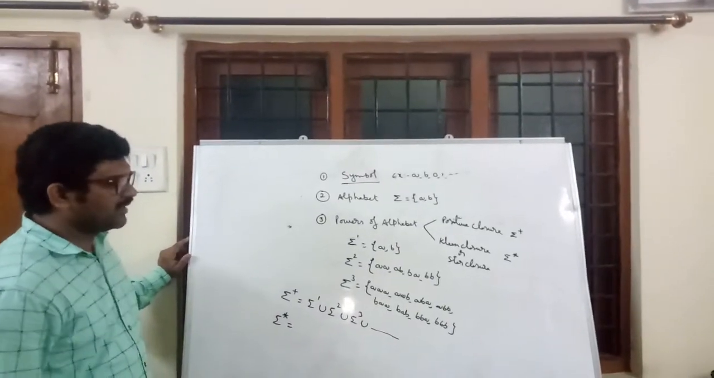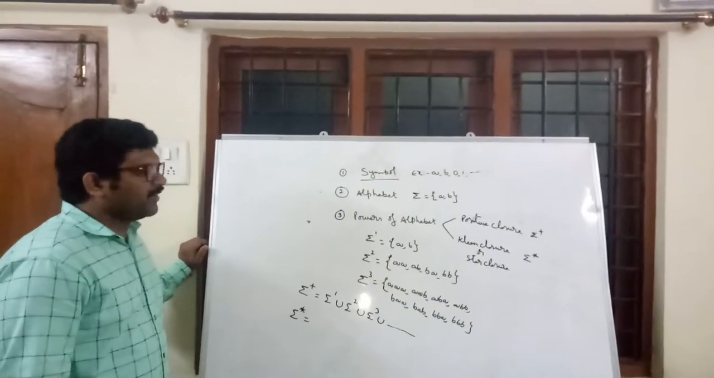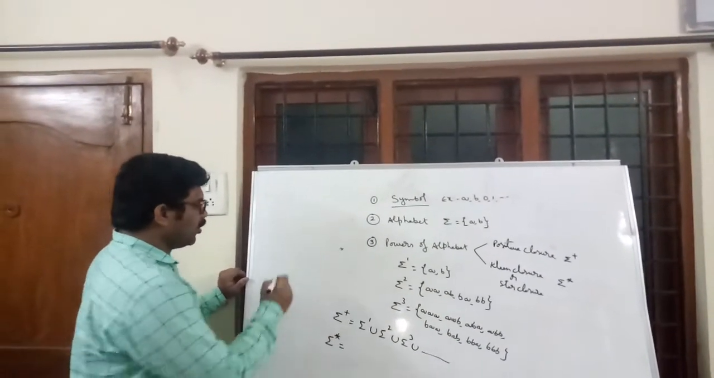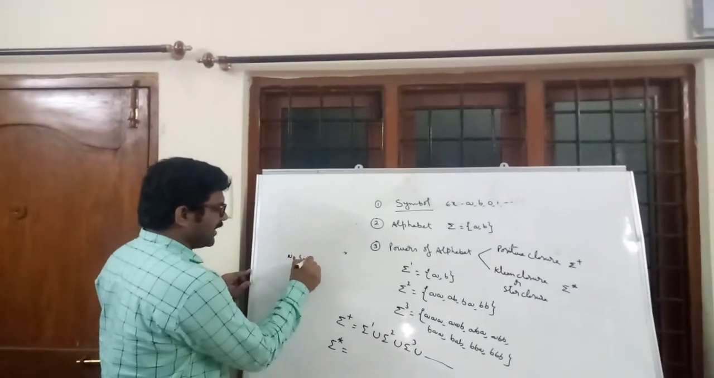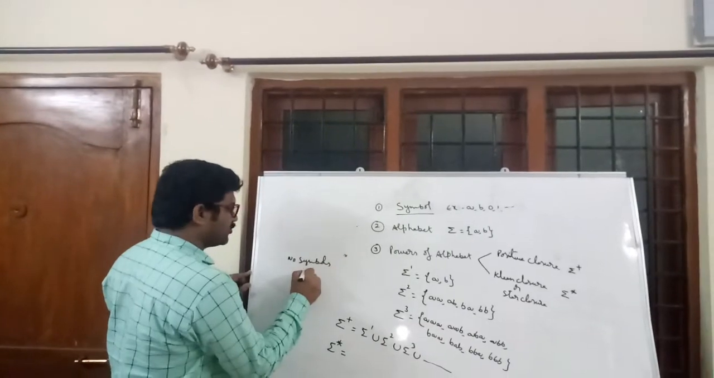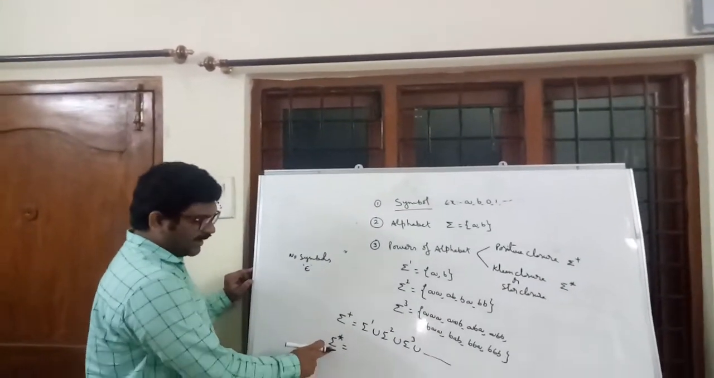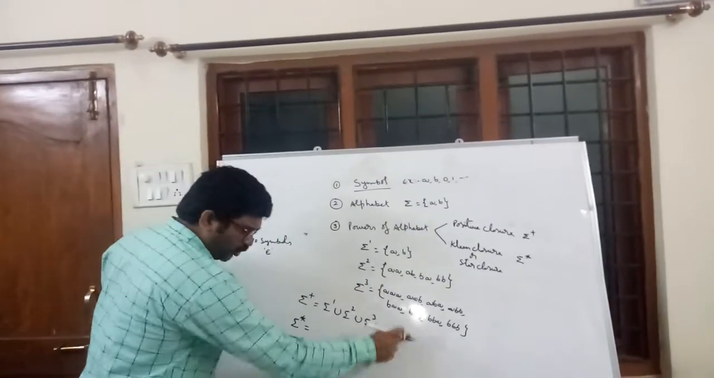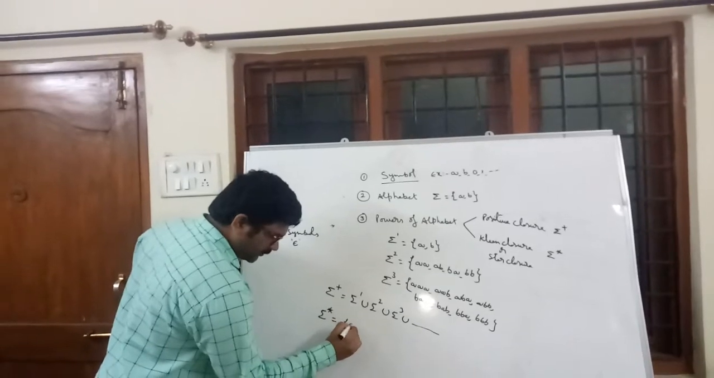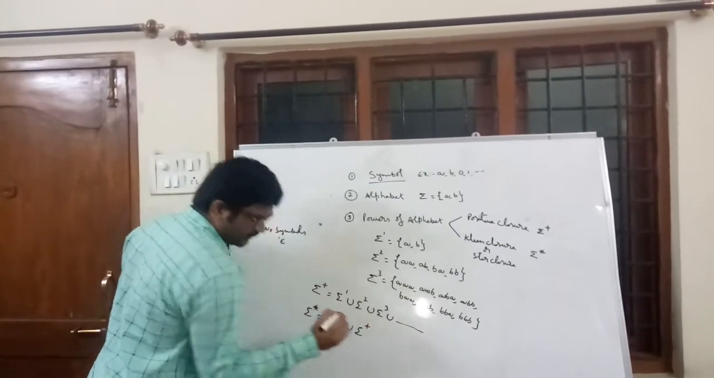Sigma star means, before explaining this concept, we should know one thing. If we have no symbols, how can we represent no symbols? No symbols represents empty string. No symbols means we call it as empty string. It is denoted with epsilon. So now in sigma star, you will get, in addition to this, epsilon. If you write it in a set, epsilon union sigma plus.